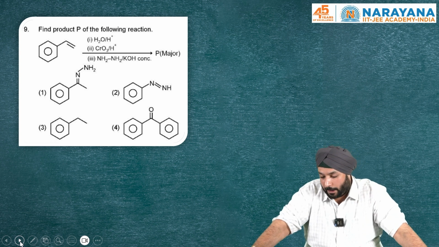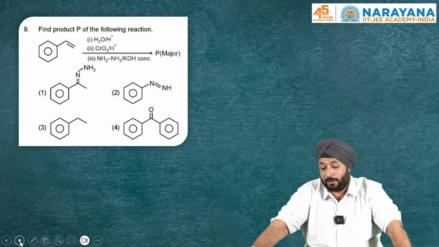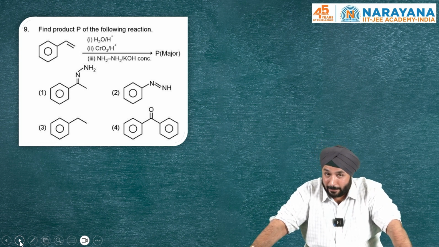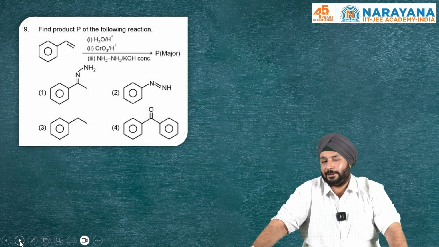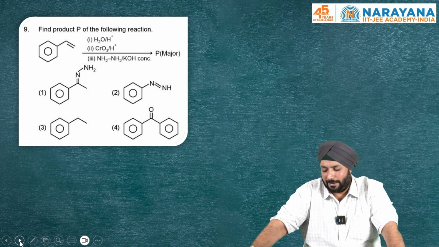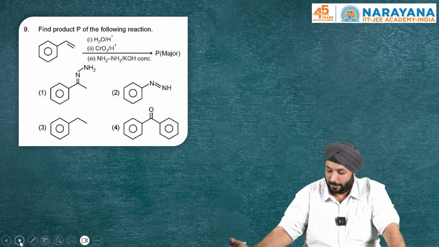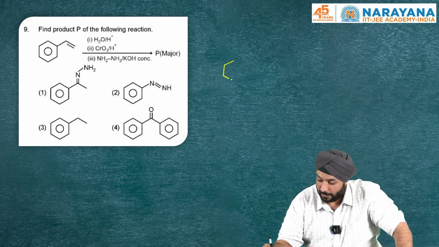Find product P of the following reaction. They have given a styrene molecule. There they are doing an electrophilic addition reaction of water. Water is being added across the double bond, and they're doing oxidation with the help of CrO3 and H plus, and after that they are using the Wolff-Kishner reaction to reduce that carbonyl group. Very simple question, NCERT based question again. So till now none of the questions has been asked outside the syllabus, right, in this paper.